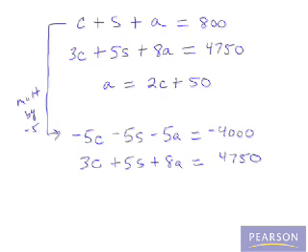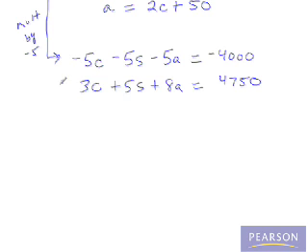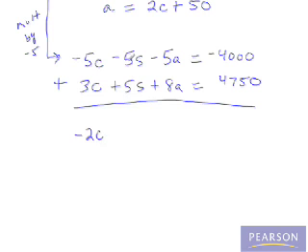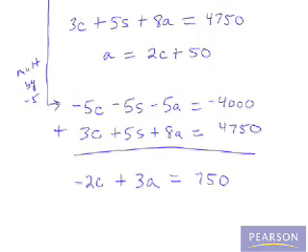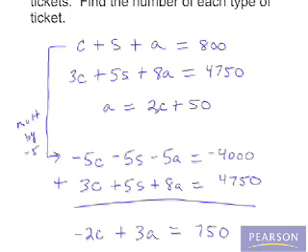When we add these 2 equations together, we get -2C. Our S terms cancel each other out. We get positive 3A equals -4,000 plus 4,750, which is 750. So here we have an equation with just A and C in it. Now we're going to find a second equation that has just A and C, and our third equation has just A and C in it.